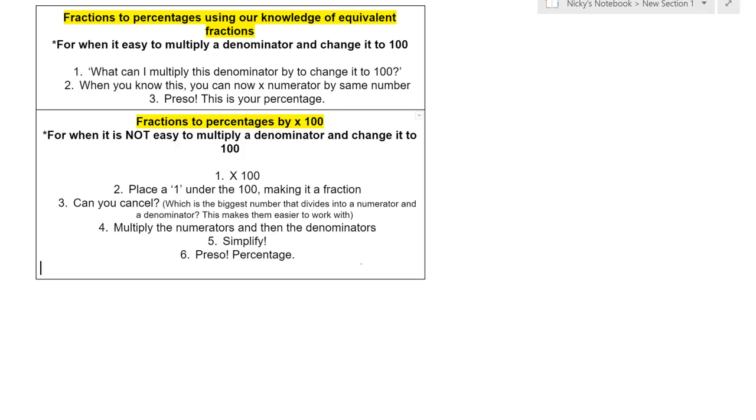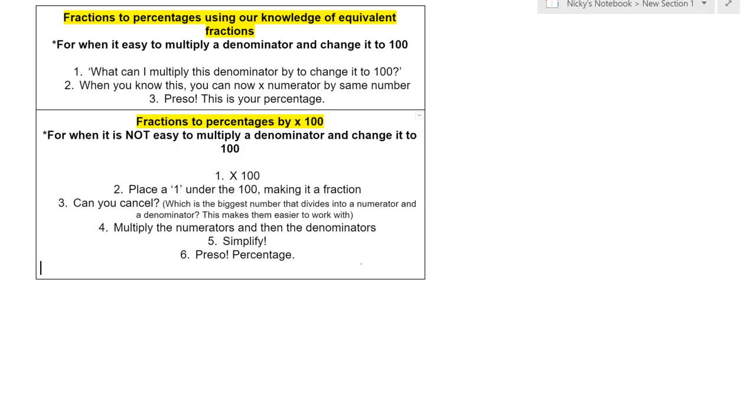So the first one is fractions to percentages using our knowledge of equivalent fractions. This one I find has a few less steps, and some people find this one a little bit easier. So when you come across these, that's a real bonus. The second one I'll talk about in a minute when I get to that step. Okay, so I'm going to do a worked example now for you of this first method.